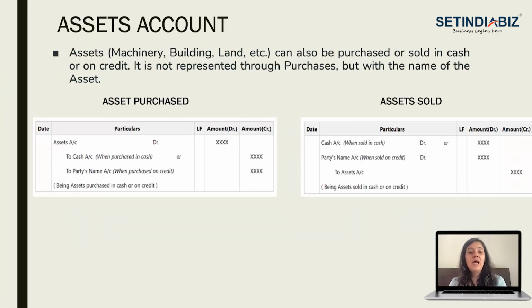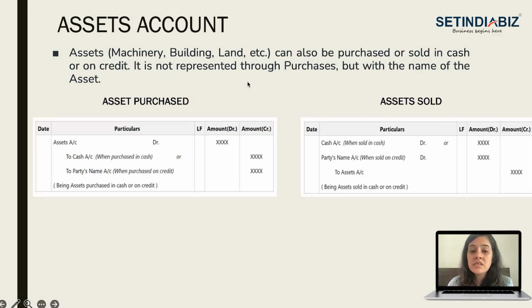Now, we have assets accounts. Assets accounts are like machinery, building, land. These are fixed assets, right? We have current assets like cash, stock. Basically, machinery, building, land are assets with heavy investments, which cannot be easily sold. These are long-term, fixed assets. And we also have current assets that can be easily converted into cash, like stock and cash. Now, assets can also be purchased or sold in cash or on credit.